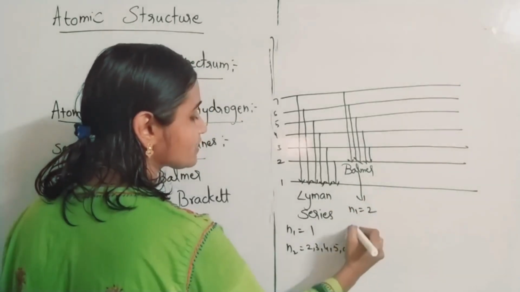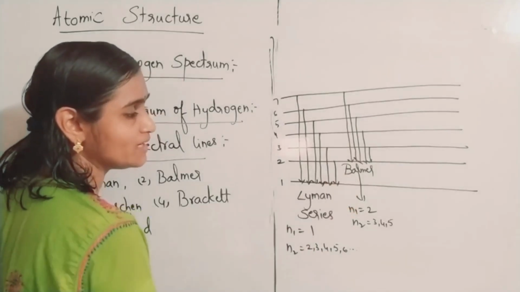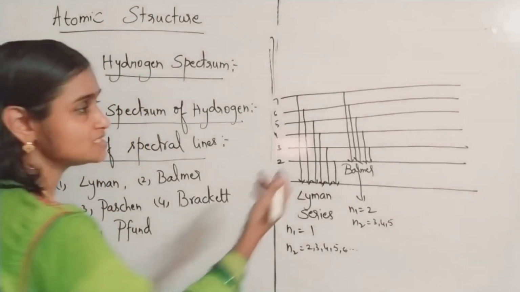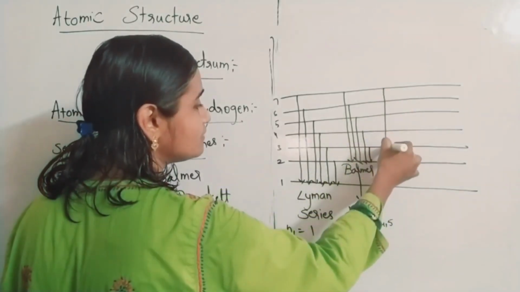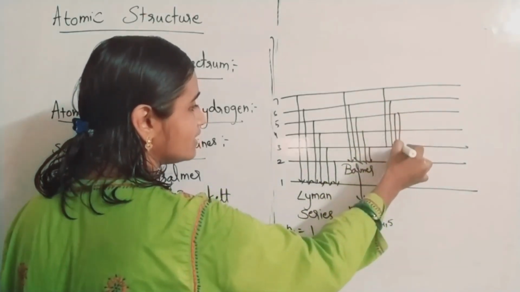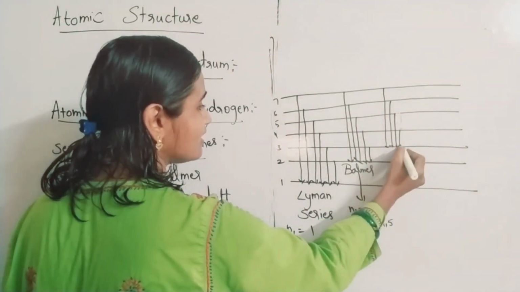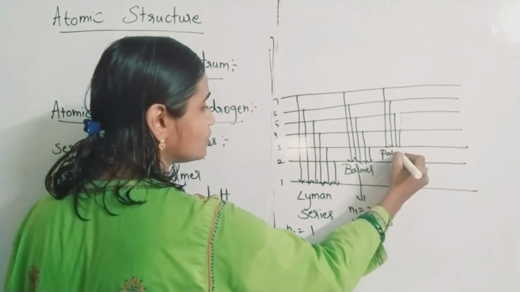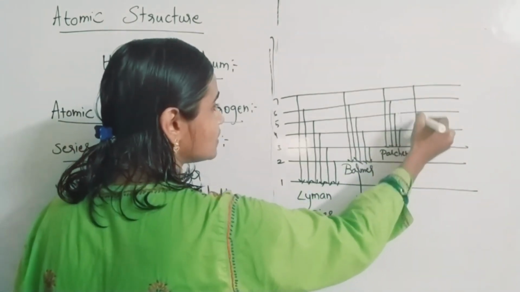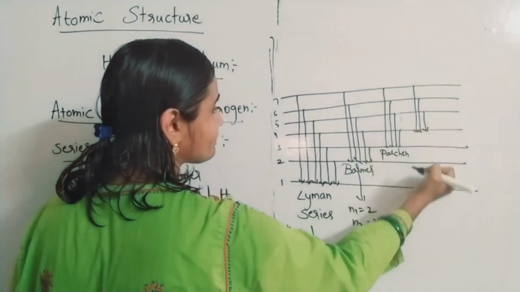N1 is 2, N2 can be 3, 4, 5, any of the higher energy levels to the second orbit if they come back. Then such a series of spectral lines comes under the Balmer series. Accordingly, if they come to the third orbit, you call them the Paschen series. Or if they come to the fourth orbit, they are called Brackett. If they come to the fifth orbit, they are called the Pfund series. So accordingly, you will have certain types of spectral lines.